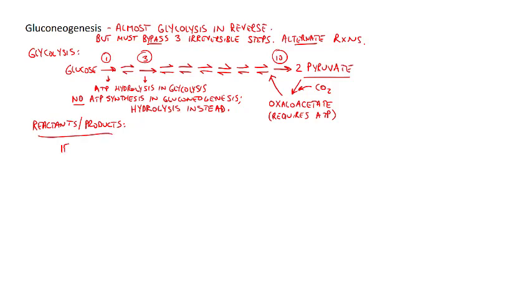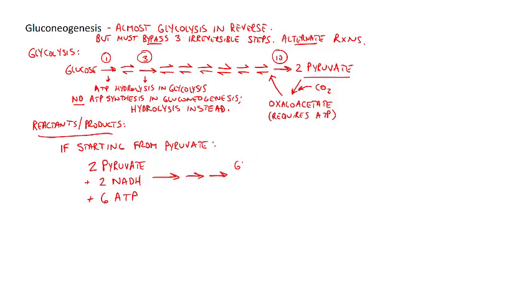So if we start our gluconeogenesis from pyruvate, these are our major reactants and products. 2 pyruvate plus 2 NADH plus 6 ATP react to give us glucose plus 6 ADP plus 2 NAD plus. That's assuming that we're starting from pyruvate.